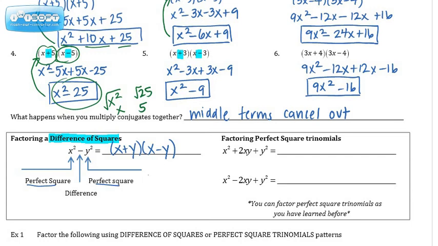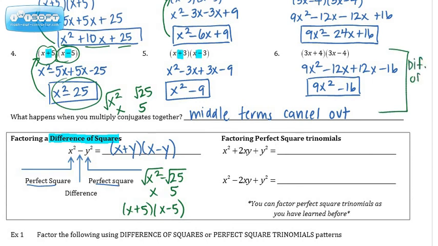So again, our example was x squared minus 25. Square root of both these, we get x and a 5. So we'd say x plus 5, x minus 5. Okay. Now the other one, well, so let's go back. Number 4 through 6 are all examples of difference of squares. Because notice we have no middle terms. They all drop out because 4, 5, and 6 are all conjugates.